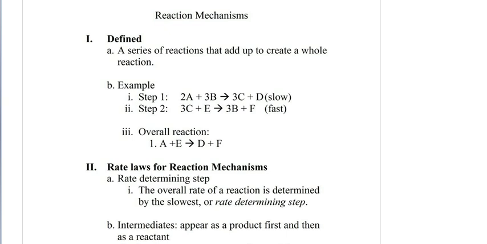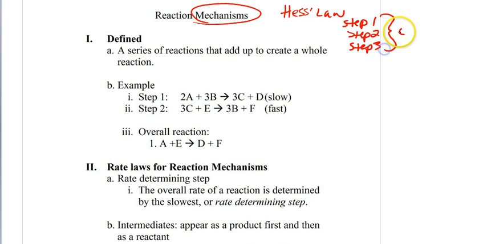Alright, so reaction mechanisms. Defined as a series of reactions that add up to create a whole reaction. Now we should be familiar with mechanisms because we saw this when we did Hess's law. And in Hess's law, we were able to see how there were multiple steps, step 1, step 2, step 3, and so on, in order to make an overall reaction. Now, we're going to still be looking at steps. And so we're going to be looking at, well, what are those intermediate reactions that must occur in order for us to get to that overall reaction at the end.